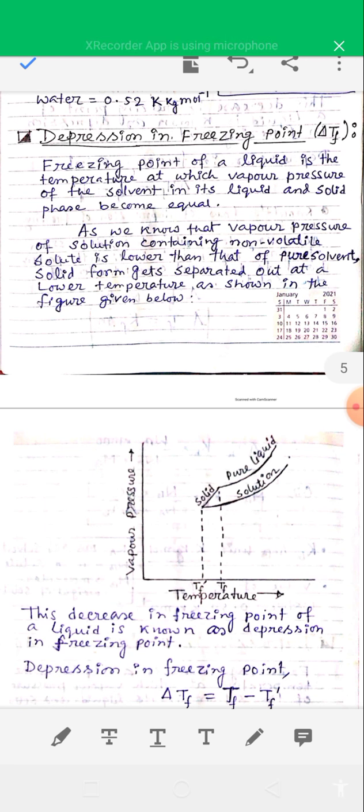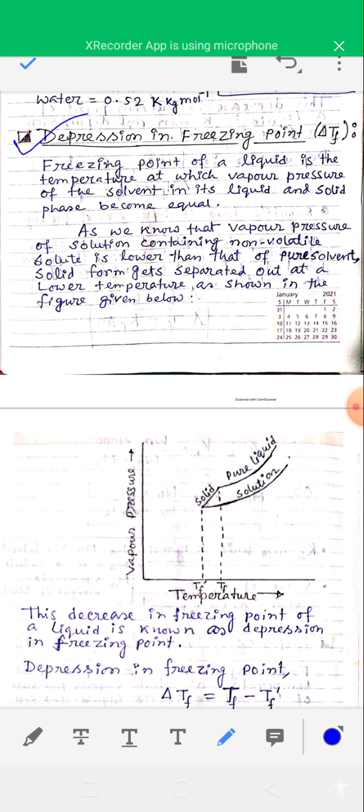Now see, the next colligative property is depression in freezing point. This is the third colligative property. Like elevation in boiling point, for a solution containing a non-volatile solid solute in a solvent, the freezing point of the solution will be lower than the pure solvent. This is known as depression in freezing point. The boiling point of such a solution will be higher than pure solvent, but the freezing point will be lower than pure solvent.